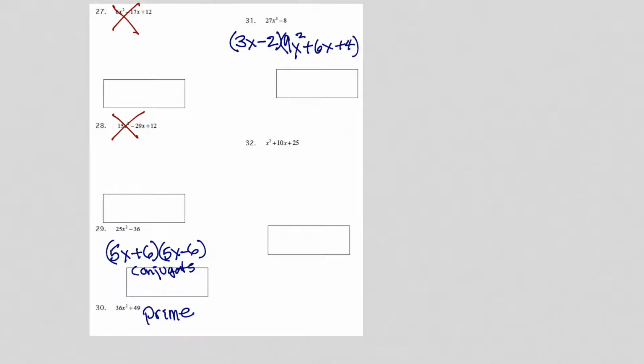In number 32, nothing's common all the way through. Let's write our two parentheses. How about an x and an x? Now, what do you think we're going to use here to multiply together to get 25 and add for a 10? 25 and 1? No. 5 and 5. So how about a 5 and a 5? 25 is positive, so they're both going to have that plus sign. So how about x plus 5, x plus 5? But when I write this, I'm going to write it as x plus 5 squared.